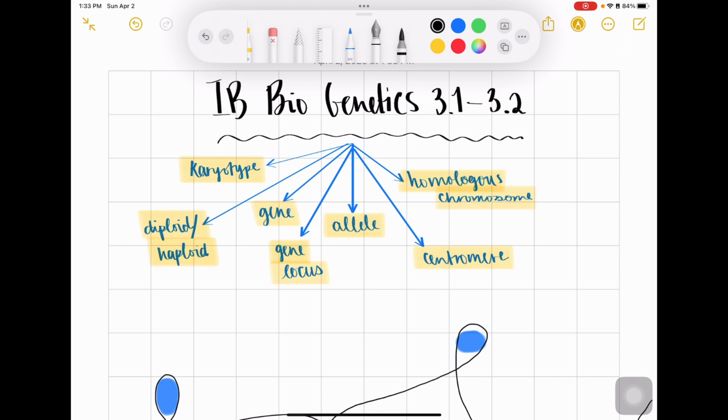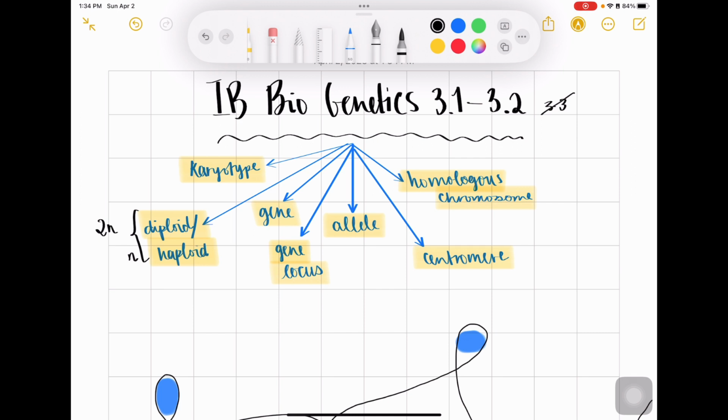Diploid and haploid cells. So a diploid cell has 2N chromosomes and a haploid cell has N chromosomes. So N is just the number of chromosomes. So let's say a haploid cell has 13 chromosomes, N is 13. A diploid cell will have 26 chromosomes. So we're going to see these in our meiosis topic, which is 3.3, which is not in this video. I can make one though.